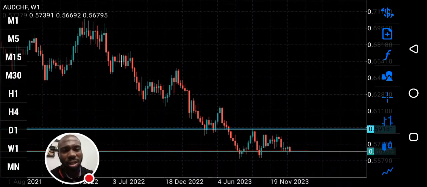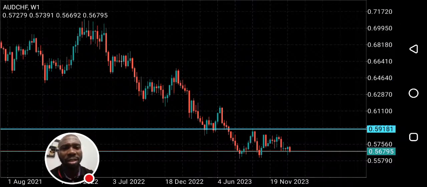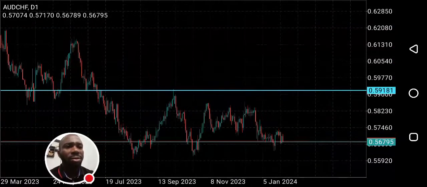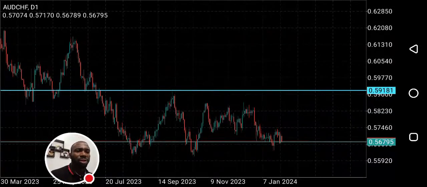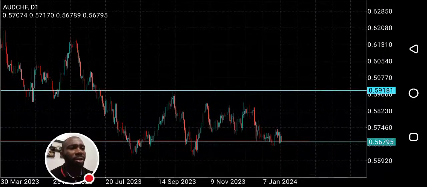So let's just go down to daily and see what we have on daily. Okay, so this is the daily. Still bearish, still a bearish structure on daily.